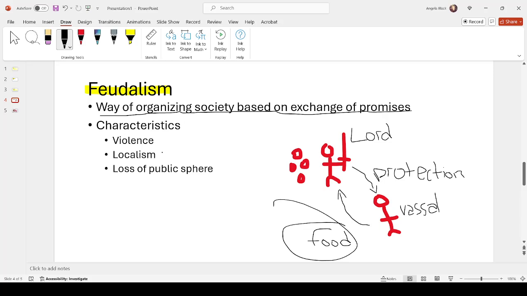So, what are the characteristics of feudal society? Well, first of all, violence. The fundamental element of the exchange of promises is that the Lord will protect you. The Lord will exert violence on other people to protect you, and if you do not fulfill your obligations to him, the Lord will exert violence on you. That is just how it went.